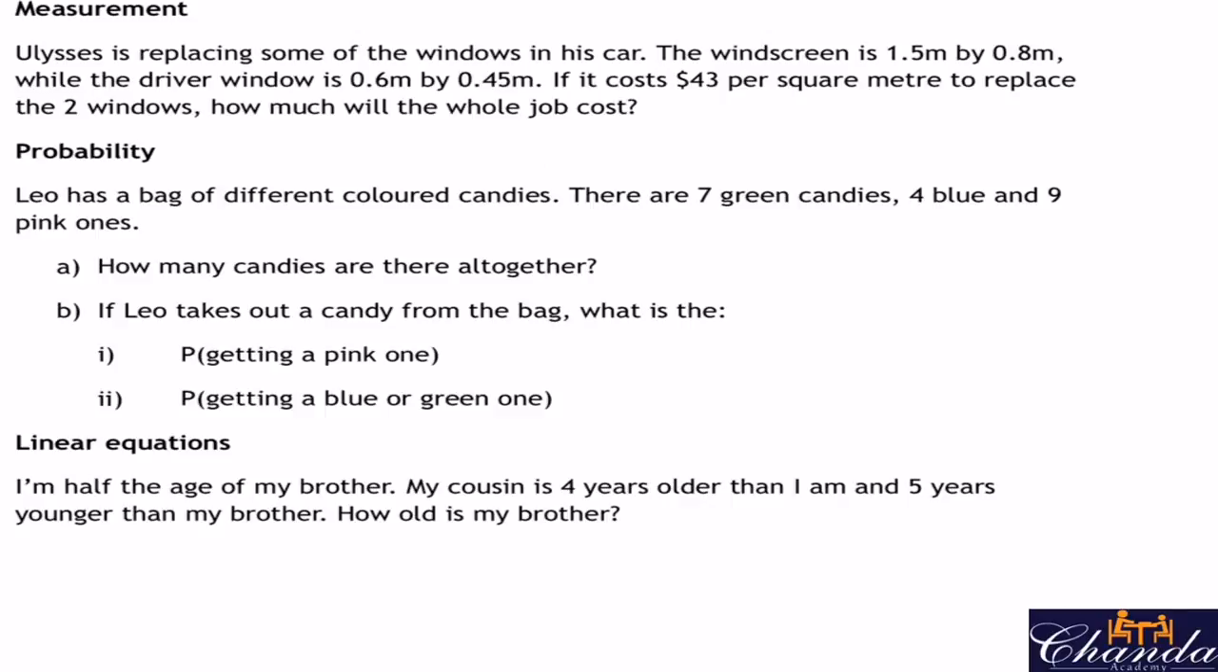Then we're going to move on to probability. A typical question could be, Leo has a bag of different colored candies. There are 7 green, 4 blue, and 9 pink ones. Part A, how many candies are there altogether? And part B asks you to find the probability of different situations within this particular scenario.